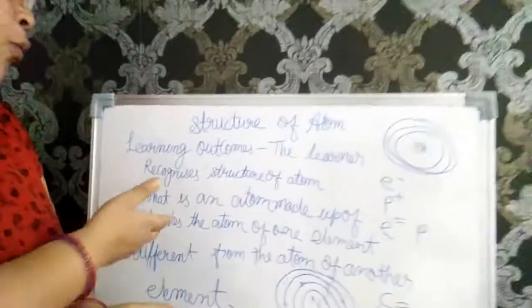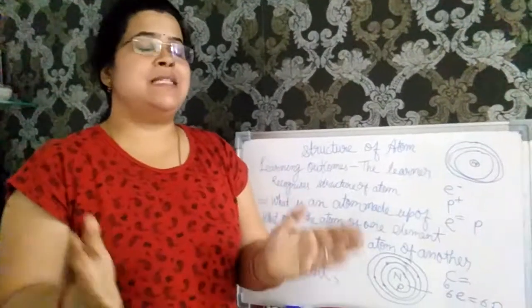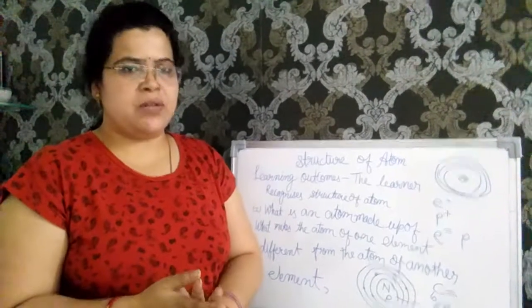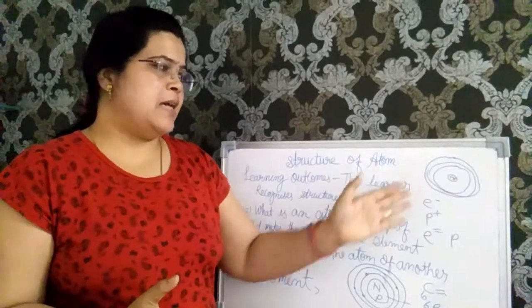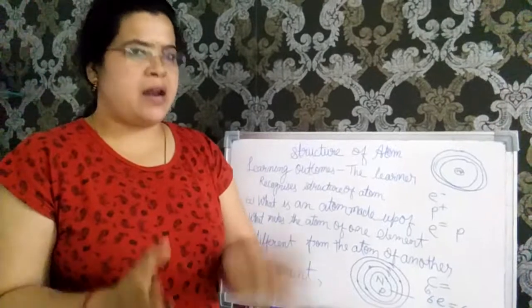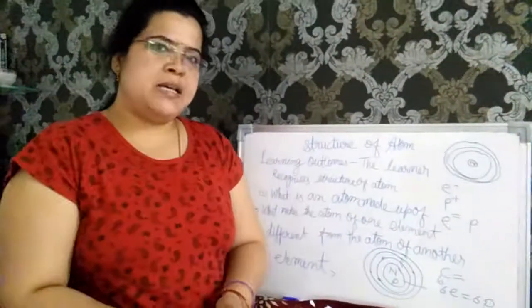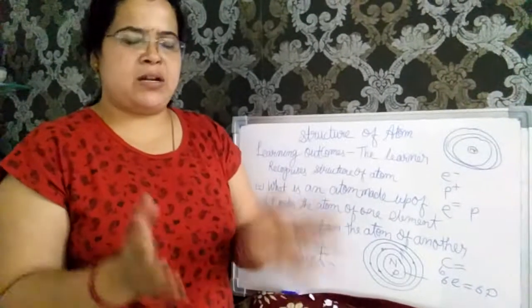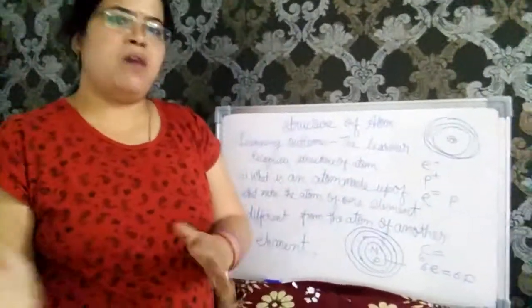So here are the two questions, and I have given the answers. What is an atom made up of? An atom is made up of three subatomic particles: electrons, protons and neutrons. In the center, the nucleus, neutrons and protons are available. Around the nucleus there are energy shells where electrons are available, and the number of electrons is different in different types of elements.